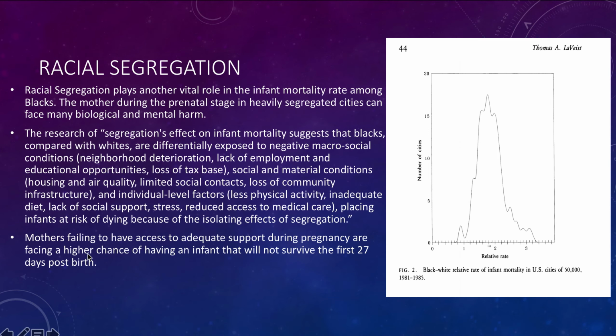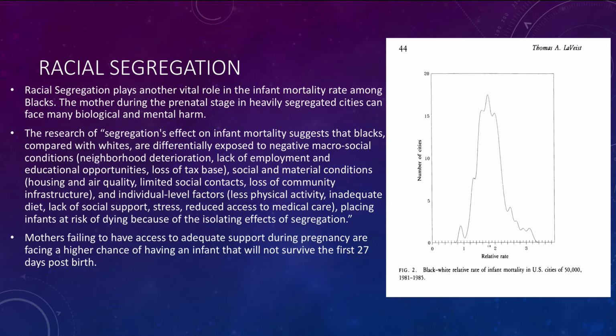Racial segregation plays another vital role in the infant mortality rate among blacks. The mother during the prenatal stage in heavily segregated cities can face many biological and mental harms. The research on segregation's effect on infant mortality suggests that blacks compared with whites are differently exposed to negative macrosocial conditions: neighborhood deterioration, lack of employment and educational opportunities, loss of tax base.